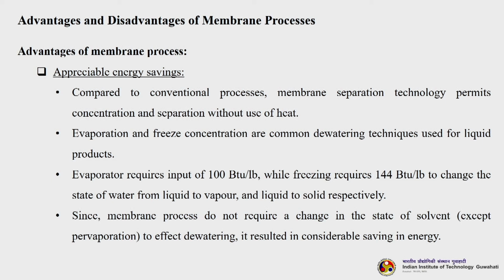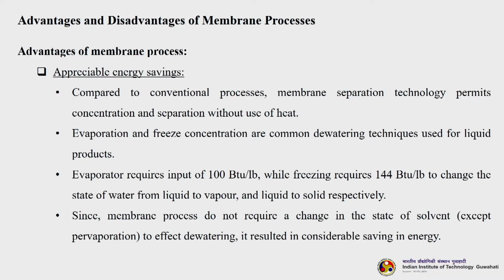And now, let us see the different advantages and disadvantages of the various membrane processes. The first and foremost important advantage of the membrane process is appreciable energy savings. I told you in the last class also in a nutshell, but let us see what is the meaning of that. Compared to conventional processes, membrane separation technology permits concentration and separation without the use of heat. In all other conventional processes, we need heat to do either concentration or separation. Here we do not need. So, there is a lot of energy saving here.